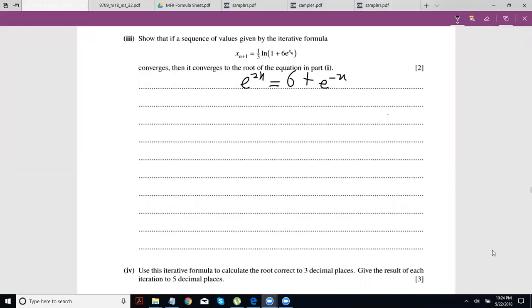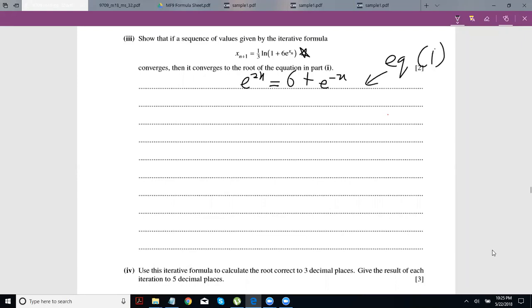All right, so let's continue with question 7, part 3. And what I've done is I've copied the equation that was given in part 1 so that I don't have to scroll, because what it's asking is, if the iterative formula converges to a root, show that it converges to the root of the equation in part 1. And to do that, you have to basically show that the iterative formula and the equation are the same thing. They can be rearranged to give one another.